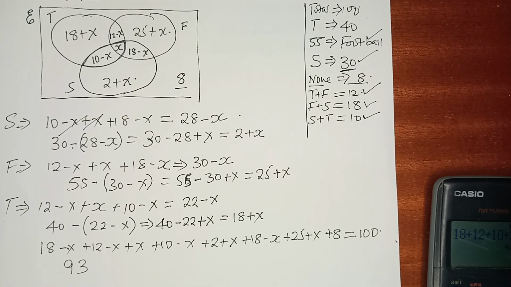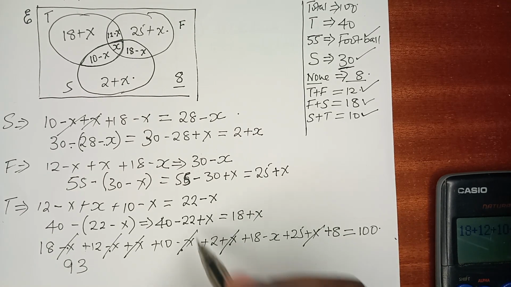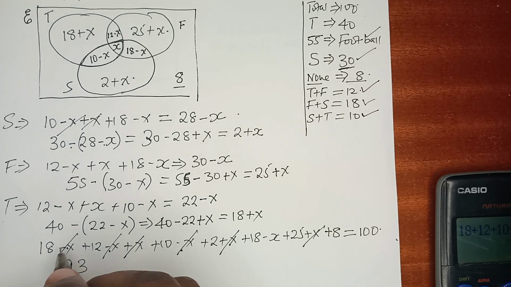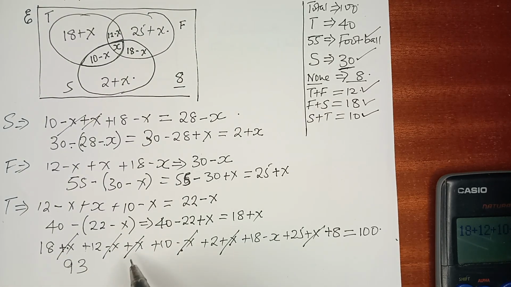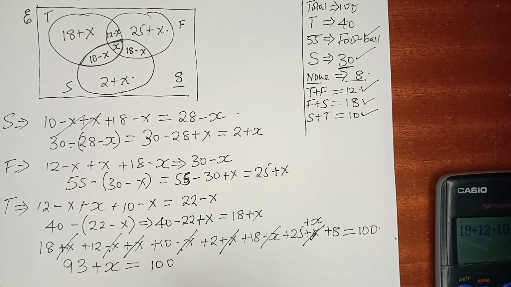Minus x plus x, they cancel out. Minus x plus x, they cancel out. And then we have minus x plus x, they cancel out. And then we are left with only minus x, just one negative x. So we have a plus x left. So negative x, because this is 18 plus x, by the way, so plus minus, plus minus, plus minus. So we are left with only 1 plus x, because we have added all the constants. So 93 plus x is equal to 100.